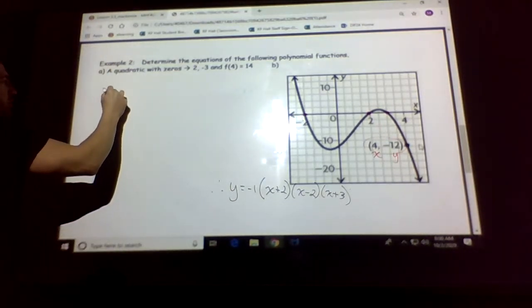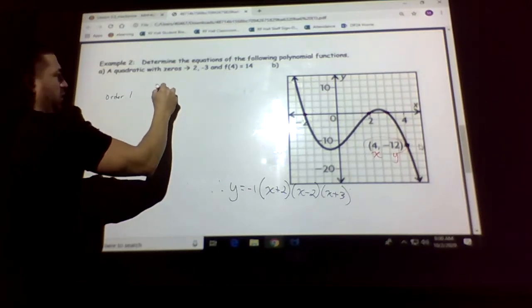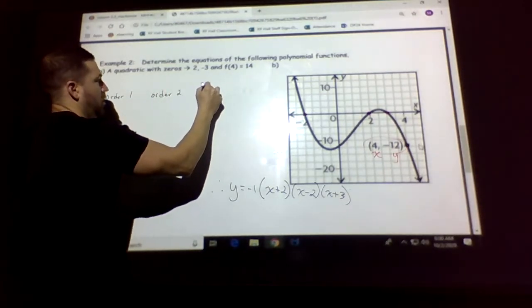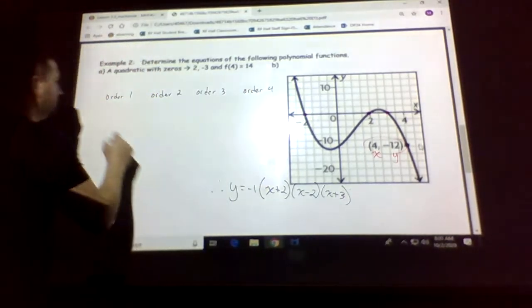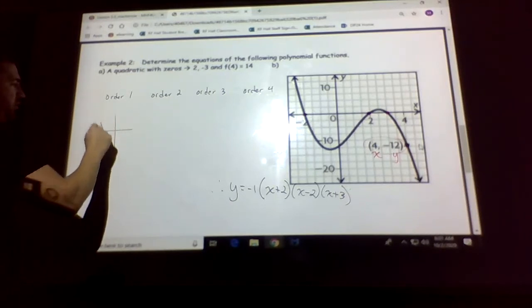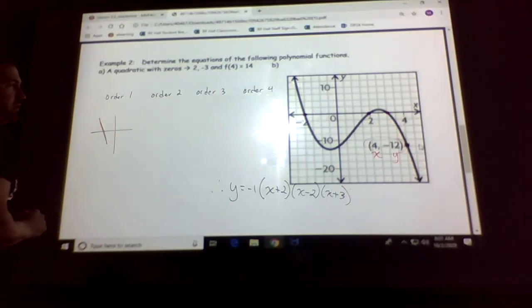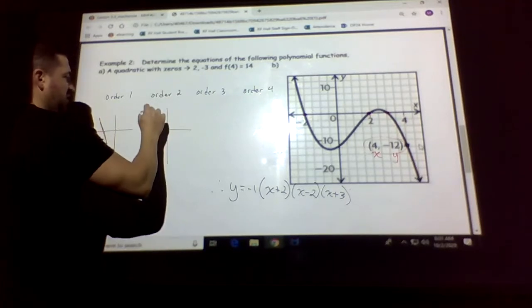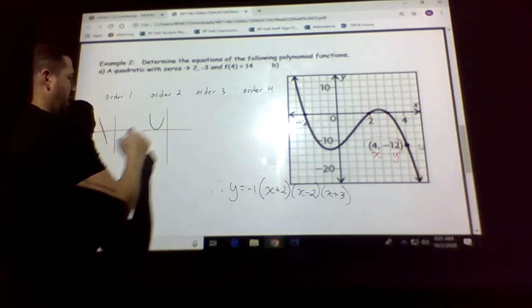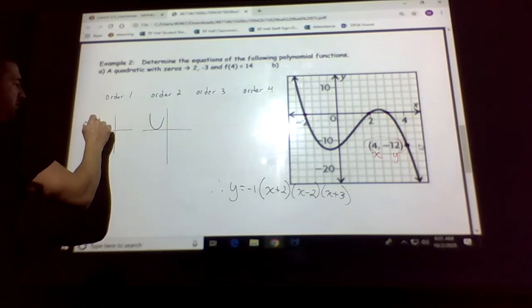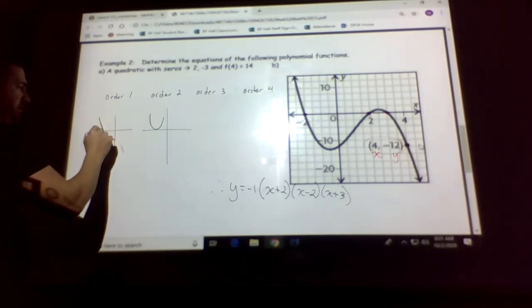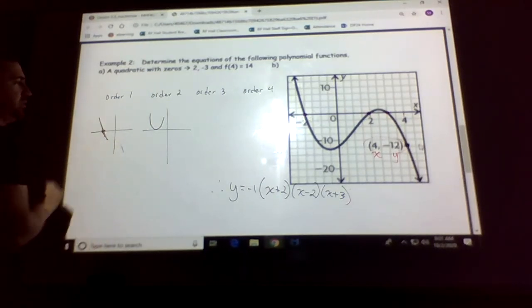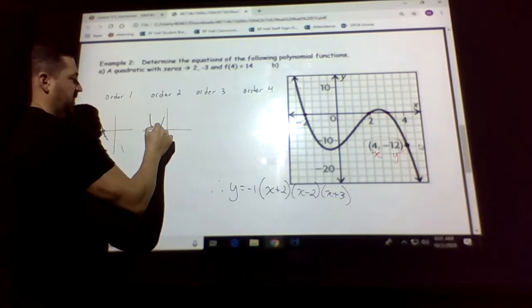so in order 1, order 2, order 3, and order 4. Okay, so order 1 is going to cut through. Okay, order 2 will touch the spot. So this will cut through the x-axis. I don't know, it could do whatever it wants after. But for that degree at that x-intercept, it cuts through. If it's an order 2, it touches.